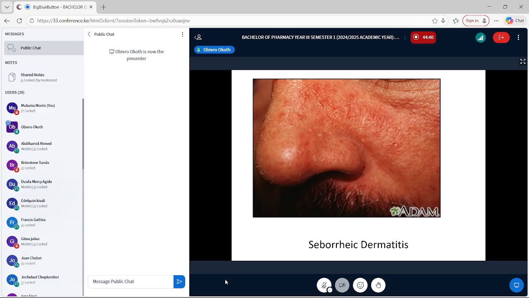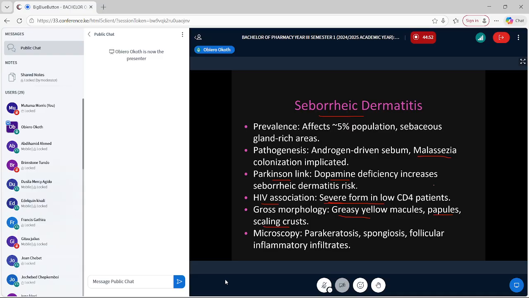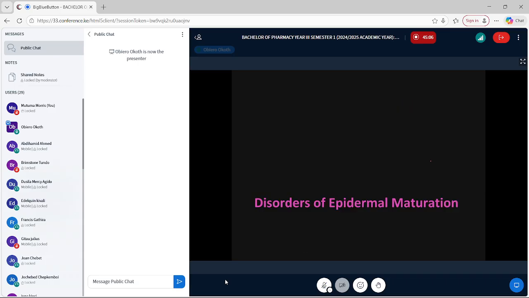So here now we have to give you a drug that's going to at least deal with the Malassezia furfur colonization. So either the ketoconazole or something like zinc. On top of that, we have to deal with the scaling part. So we have to give you something like a salicylic acid. Disorders of epidermal maturation.